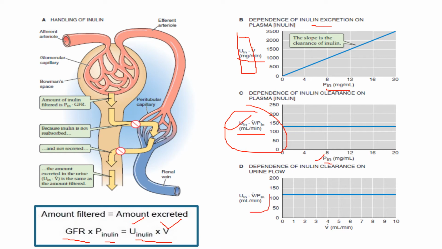In another picture we are plotting inulin clearance against the urine flow rate. Here also we can say that inulin clearance is independent of urine flow. So from this we can say that inulin is an ideal glomerular marker and inulin clearance is an accurate marker of GFR.